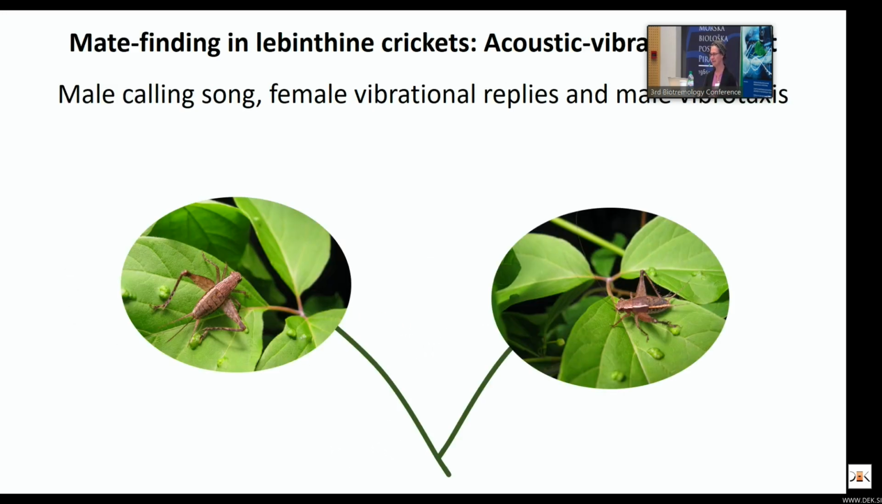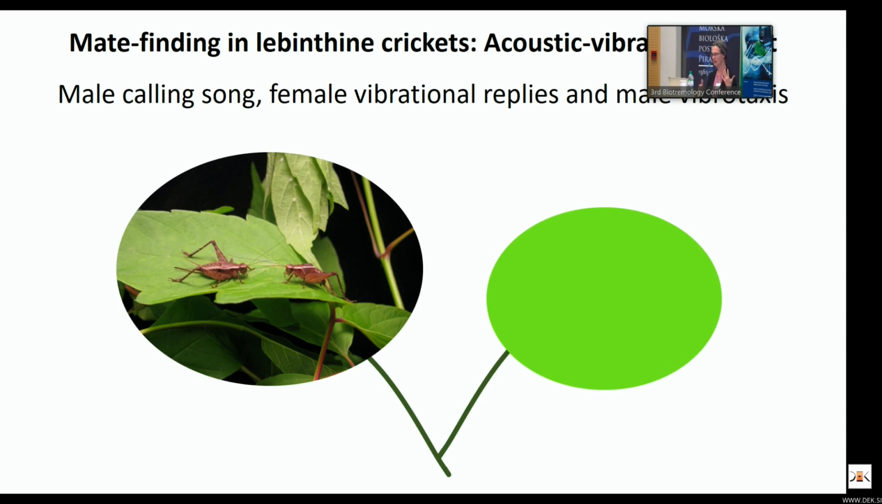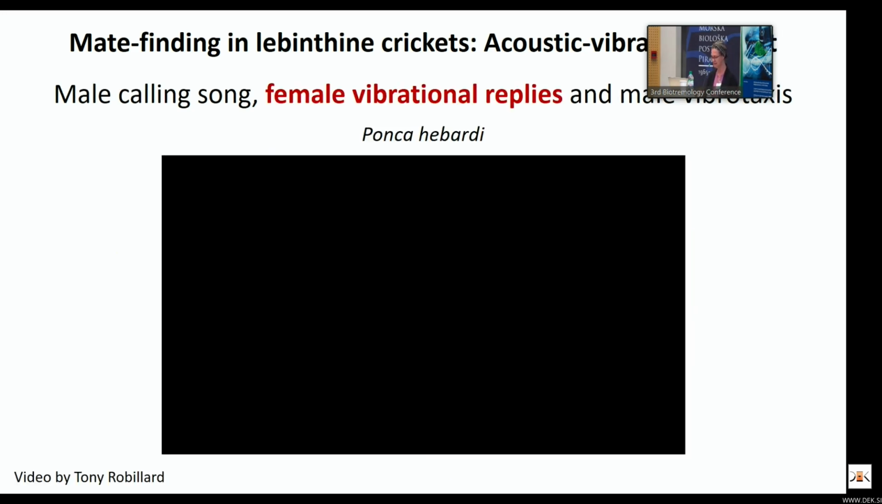What we're working with is a small tribe of crickets that is highly diverse, and instead what happens is the male produces a song, the female produces a vibrational signal, and the male is the one that walks around and eventually finds the female. So this is just an example of a video showing you what the female does when she hears the male song.